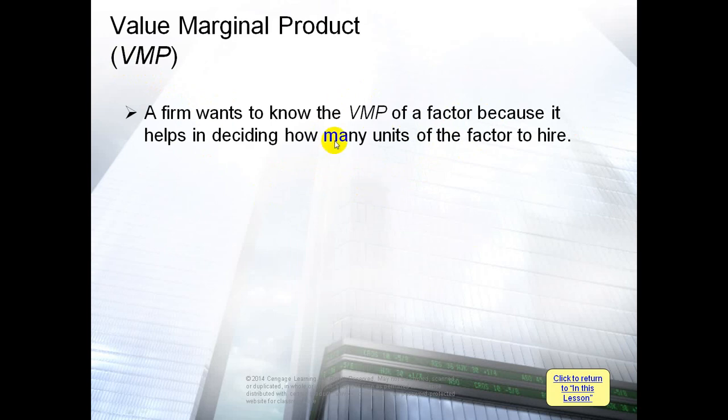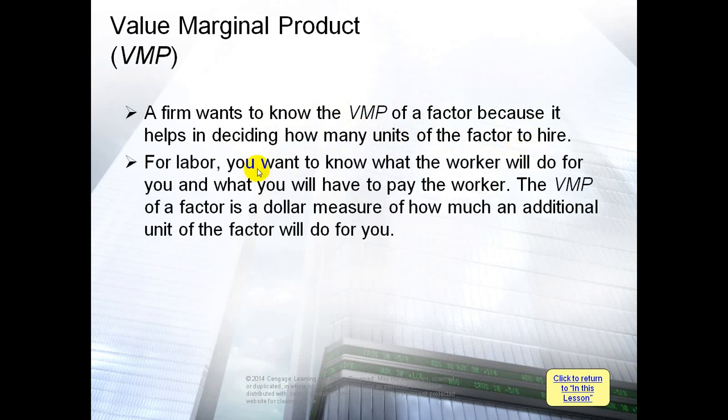So a firm wants to know the VMP of a factor because it helps in deciding how many units of the factor to hire. For labor, you want to know what the worker will do for you and what you will have to pay the worker. The VMP of a factor is a dollar measure, a monetary measure, of how much an additional unit of the factor will do for you.